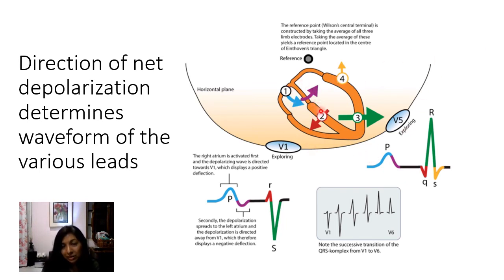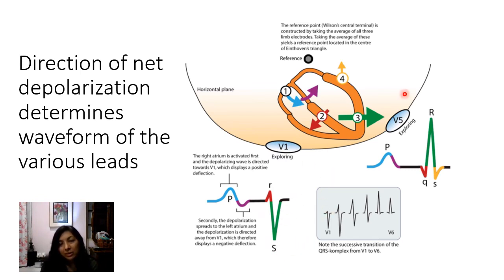And then as it moves down the septum, it moves from left to right. So as it's moving from left to right, it's going to move towards V1, which is why you see an R wave first in V1. Whereas because it's moving away from V5, you see a small Q wave first. And then the wave progresses to predominantly move towards the left ventricle, which is away from V1, which is why you see a deep S wave.